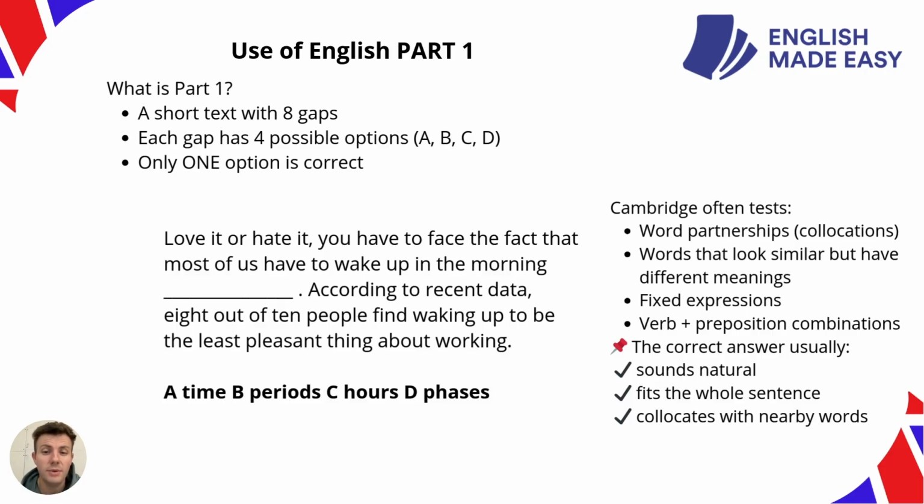Okay, so Cambridge often tests word partnerships, collocations. If you're in C1, words that look similar but have different meanings. Por eso es tan lioso, porque ponen muchas palabras que son muy parecidas pero tienen diferentes significados. Fixed expressions if you're in C1. Expresiones en inglés. Verbs plus preposition combinations. Yes, you need to study prepositions. If you know your prepositions in English and your collocations in English, Part 1 will be a lot easier. Part 1 and Part 2.